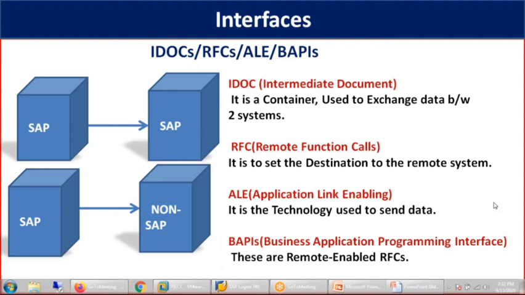And then ALE is the technology to send the data from one system to another system. Then BAPIs are business application programming interfaces. These are remote-enabled RFCs actually. We'll see what all these BAPIs are in cross applications. We'll see all these things in detail.